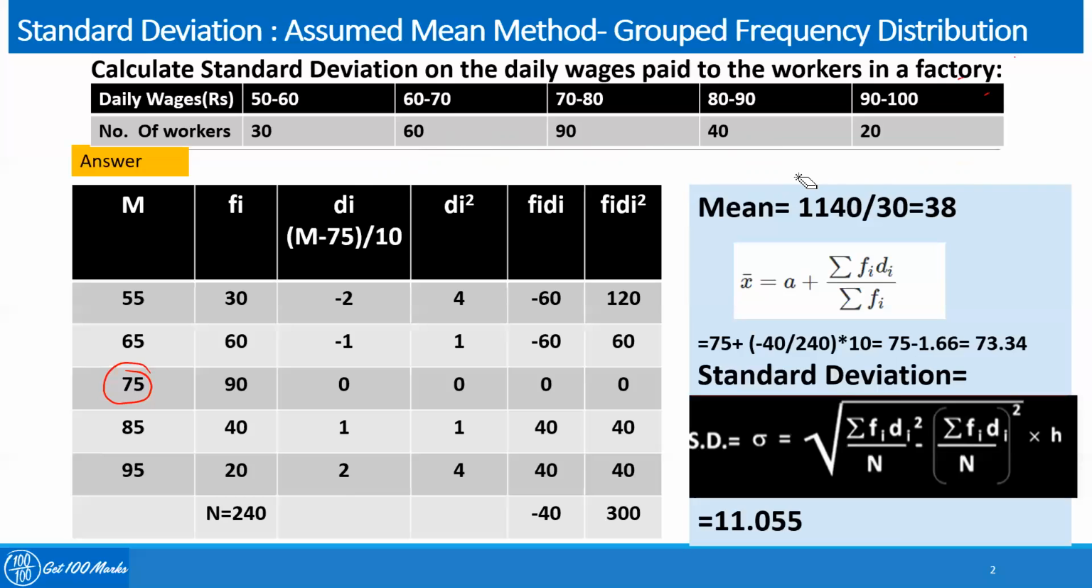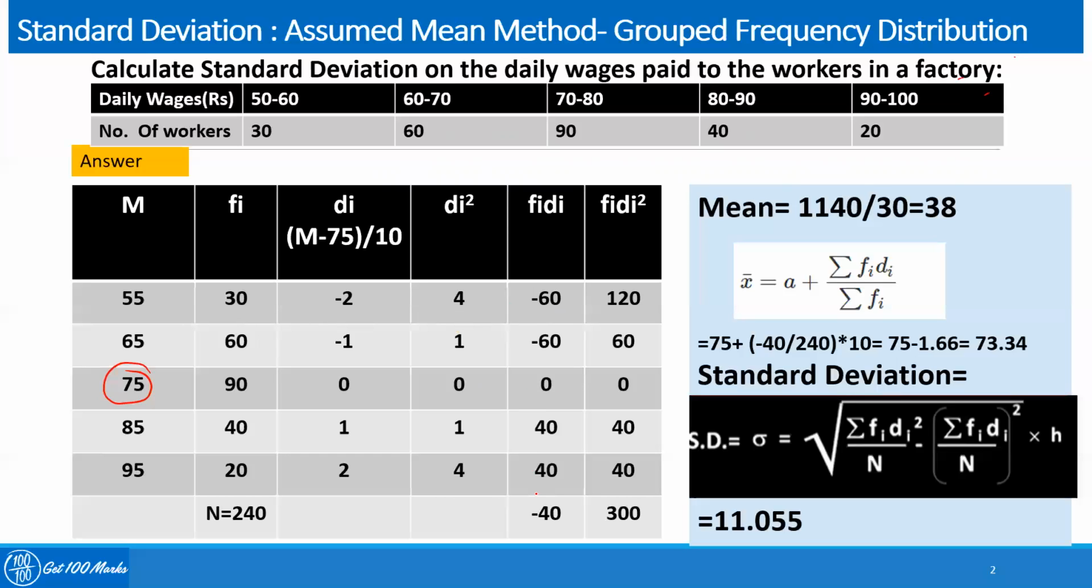Whatever value you take, it will give you the same answer. Once I have calculated the di, we have to calculate the next column, which is di square. Minus 2 square is 4, then 1, 0, 1 and 4. The next thing we have to do is fi into di, frequency into di. So 30 into minus 2 is minus 60, 60 into minus 1 is minus 60, 19 into 0 is 0.